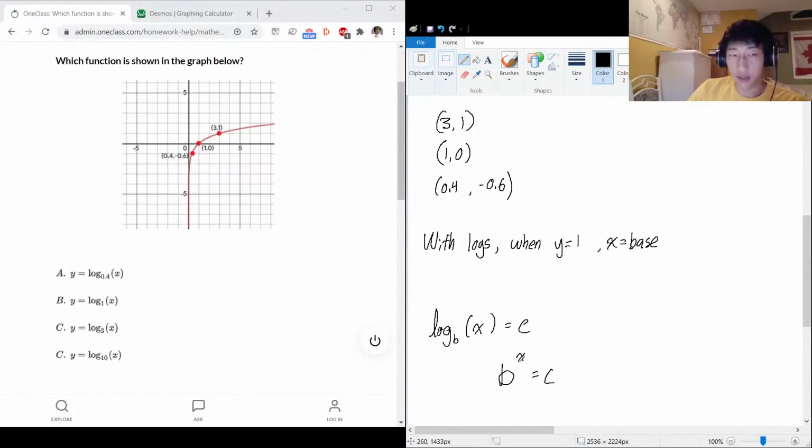So when we sub in, let's actually just try to sub this into some of our options here. The one that is looking the most like it would probably fit is log base 3 of x equals y. Let's sub that in and see. So log base 3 of our first point, our x value is 3, equals, our y value is 1. Let's pull out our handy dandy calculator.